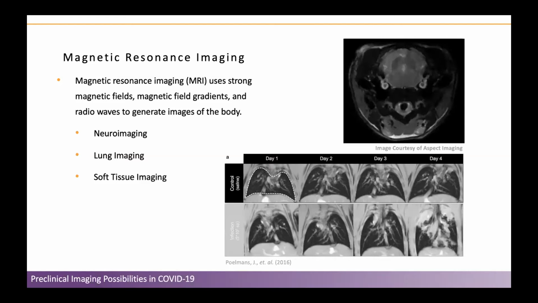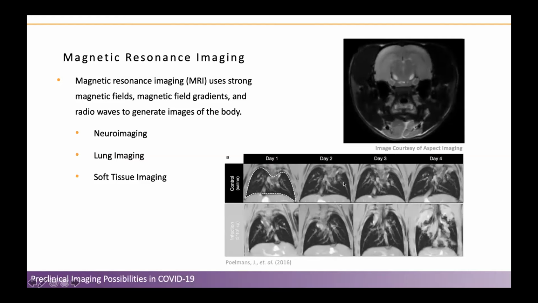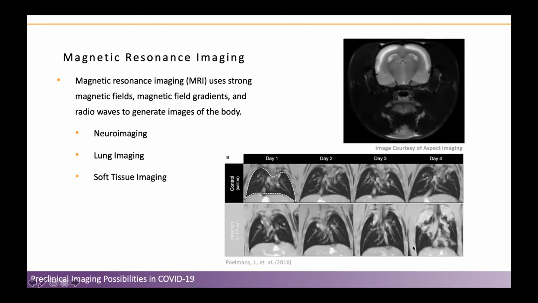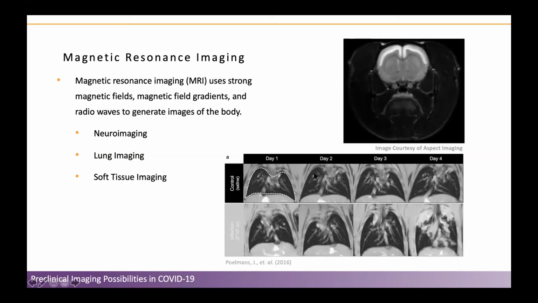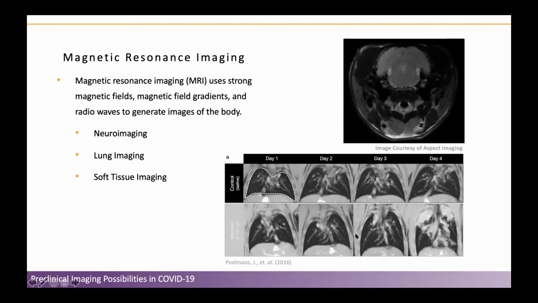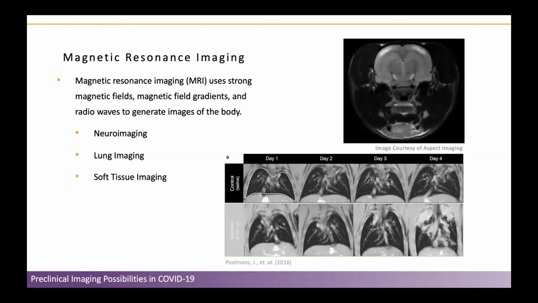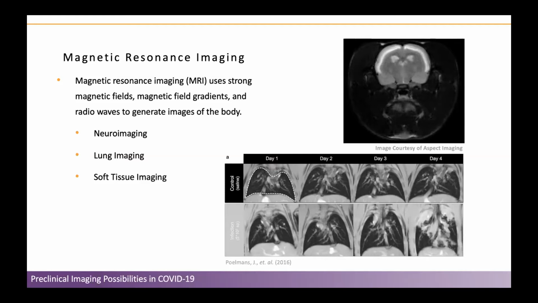But MRI is not specific just to the brain. There are plenty of opportunities to use it for lung imaging as well. Here we see an example of an infected lung. This is actually infected with a fungus, but you can see the control here, very, very clear all the way through. You see after 4 days of infection, in this case, the different pathologies appearing on the MRI. So there's another opportunity to image different lung pathologies, this time using MRI.